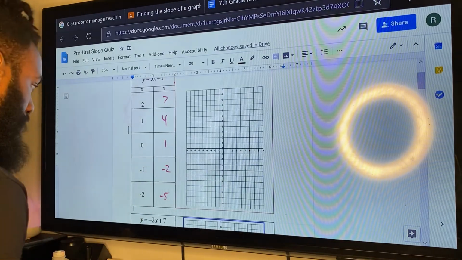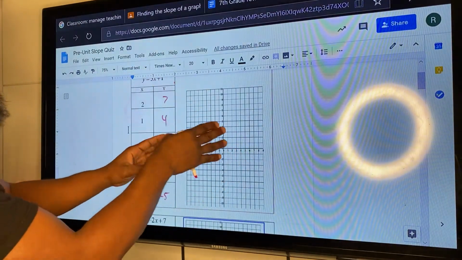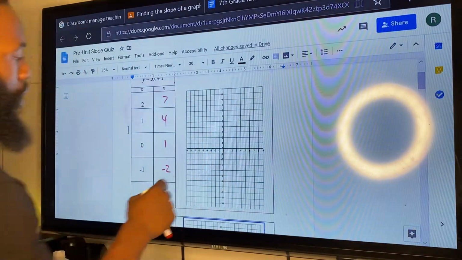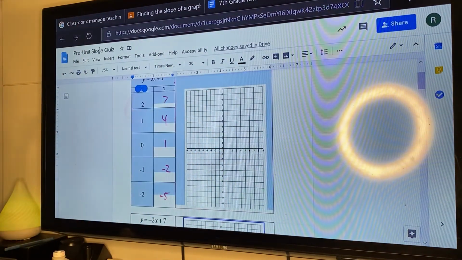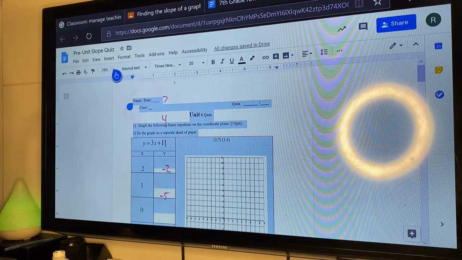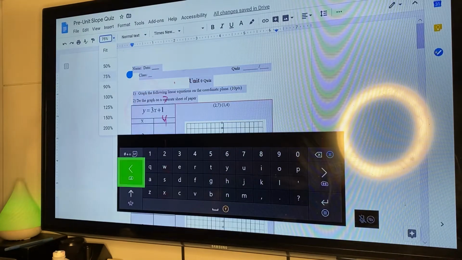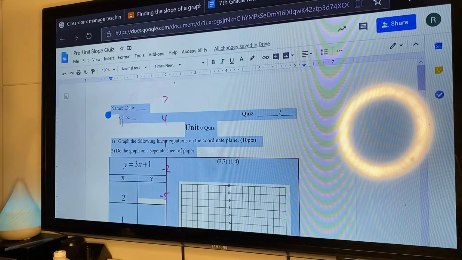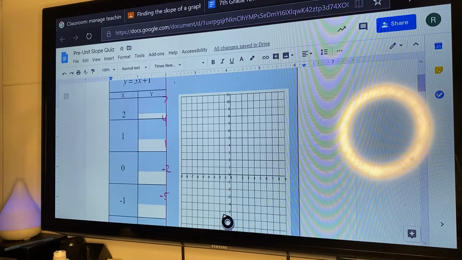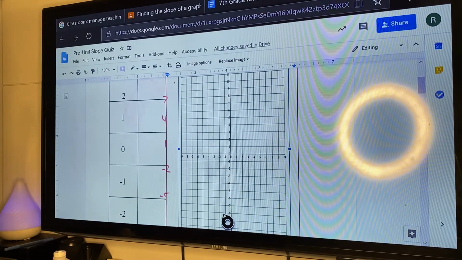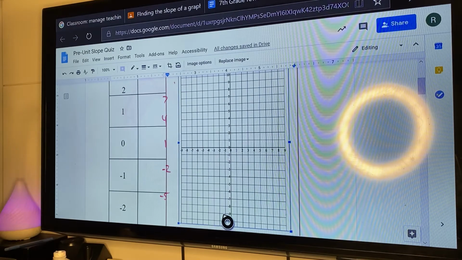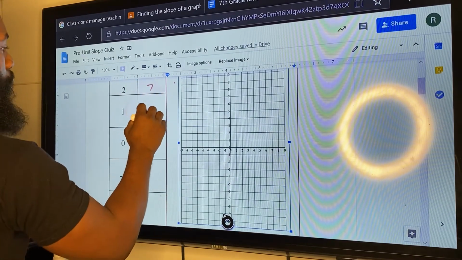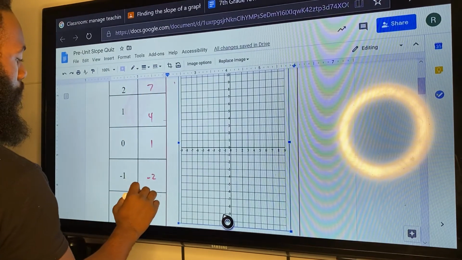Perfect. So here, what you're gonna do is make this graph on a separate sheet of paper. I'm gonna plot it already. So at 2, let me zoom in here. Here they have the points. Go back to zoom. Back to 100. So I already have my points. All right, let's pretend. 7, 4, 1, negative 2, negative 5.